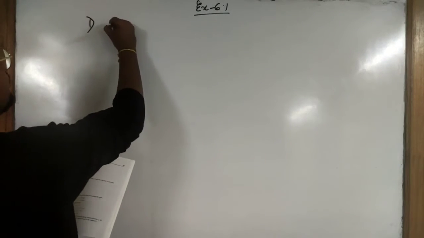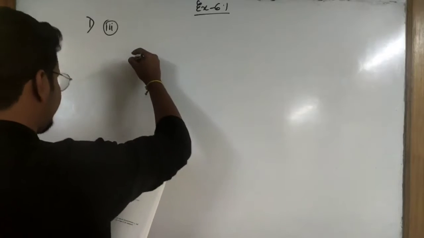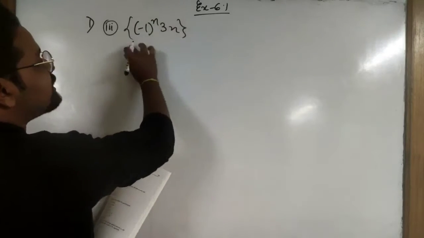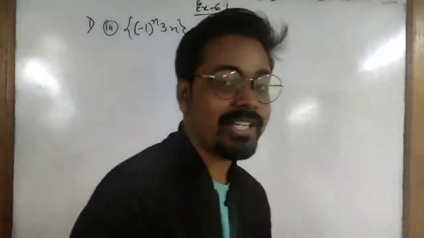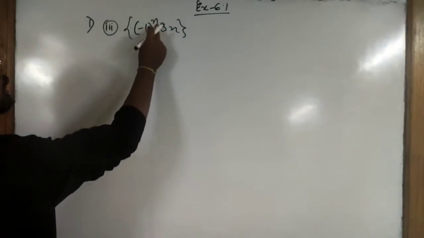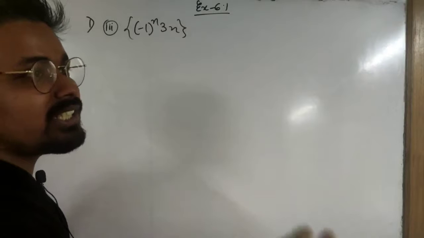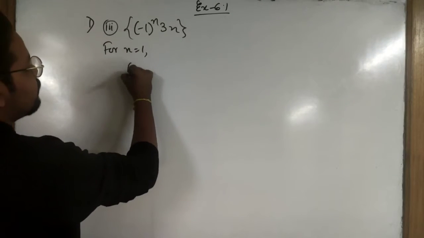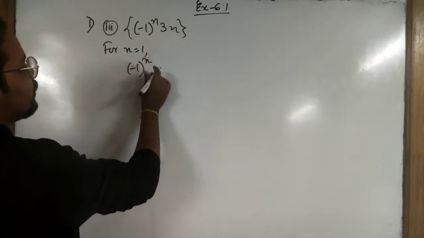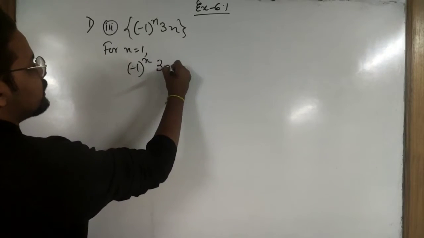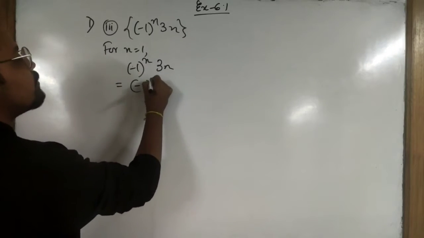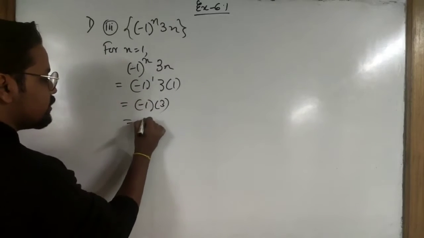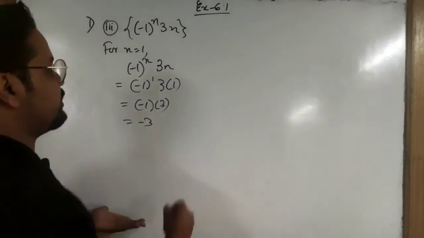So let me do number 3, and in 3 it is given (-1)^n times 3n. This is the general term. Now from here you need to find the first 7 terms. So for the first 7 terms, n is the variable, and n will show us the number of the term. So for n equal to 1, we have (-1)^n into 3n, which is equal to (-1)^1 into 3 into 1, which is minus 1 into 3, which is minus 3. So that's how you find the first term.